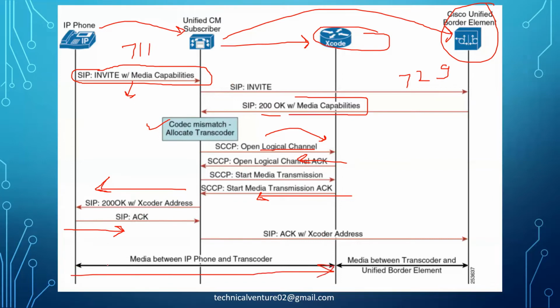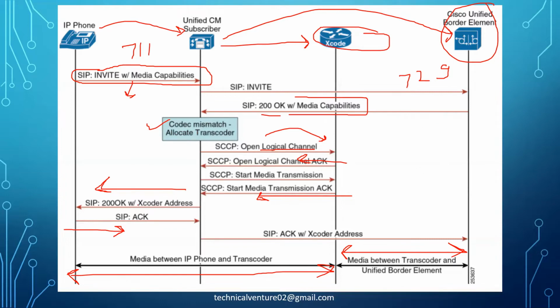between the IP phone and the transcoder. And once this acknowledgement with the transcoder address reaches the CUBE, the CUBE will also start media transmission between the transcoder and the CUBE. So in this way, your call will be established, and your transcoder is doing everything. The transcoder is changing from G.711 to G.729, and the transcoder is also changing from G.729 to G.711 codec.